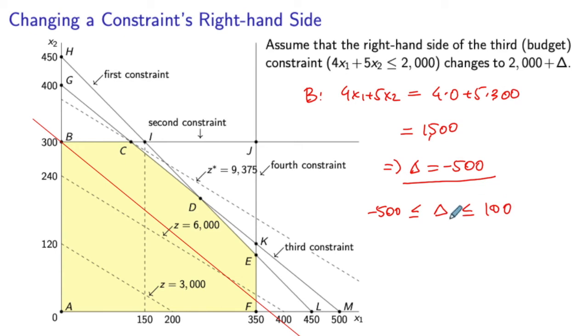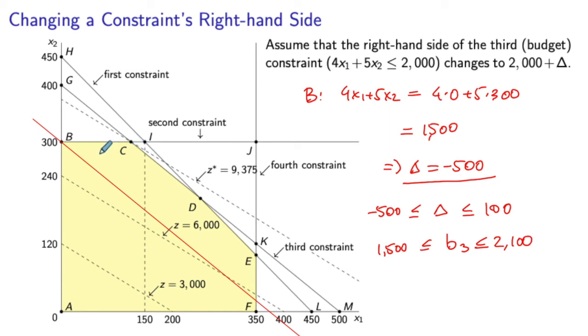Now we can conclude that delta is between negative 500 and 100. So when delta stays within this range, the optimal basis corresponding to the point C will still remain optimal, and this corresponds to the right hand side of the third constraint going between 1500 and 2100. And it should be noted that when we are within this range, the optimal basis remains the same, but the actual optimal solution is going to change because the coordinates of point C do change.